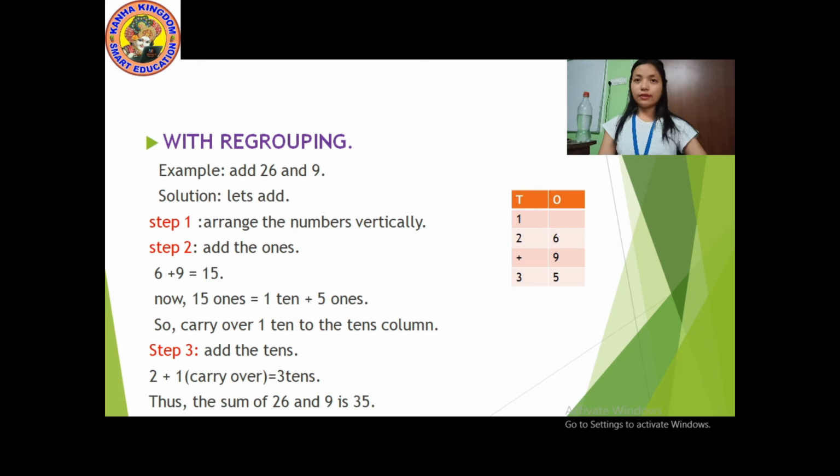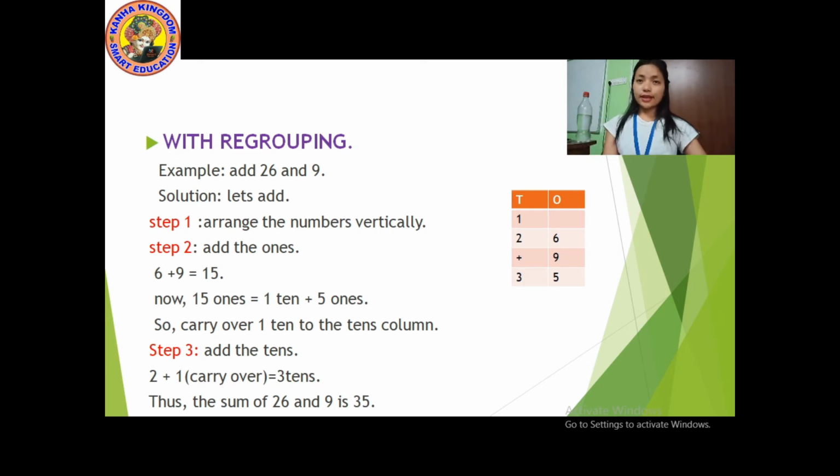Now let's start. Step 1. Step 1 is arrange the numbers vertically. First we'll arrange the numbers vertically in the place value chart. Okay students, see how I arrange the numbers vertically in the place value chart.